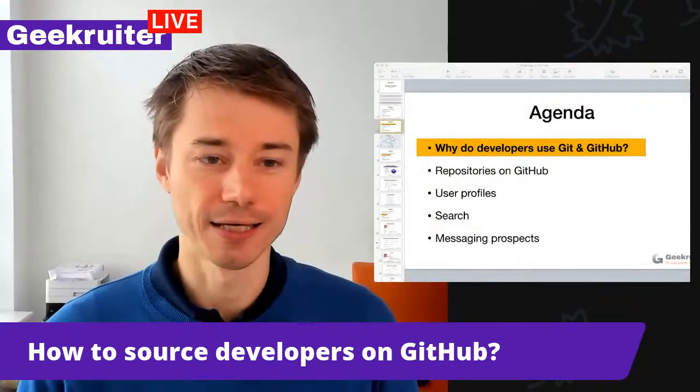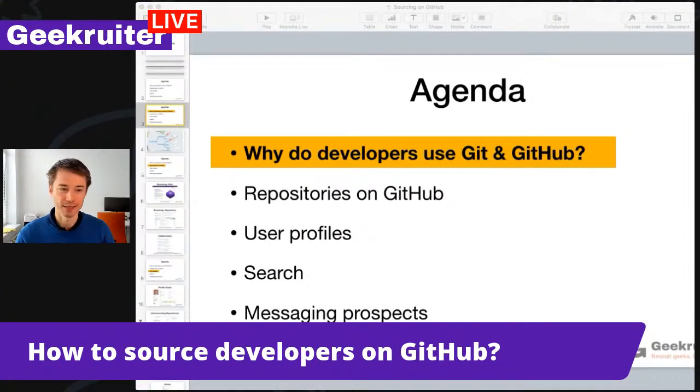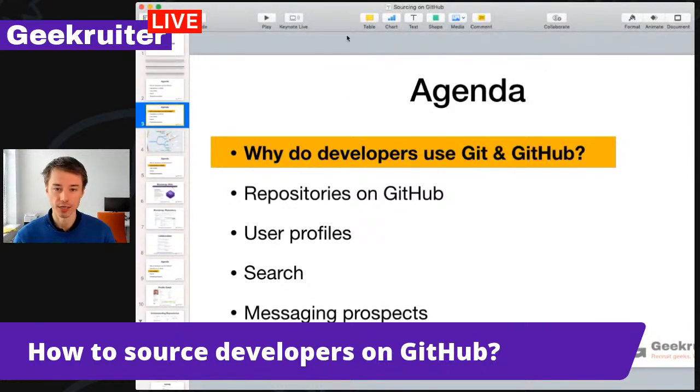I have prepared some slides, so we can just go through them, right? First, we are going to talk about why developers even use Git and GitHub. Then repositories on GitHub, what does it actually mean? How users manage their profiles, what can we find, how can we derive some value from it, how can we search developers, and then how can we message them and eventually attract them. All right, so let's dive right in.